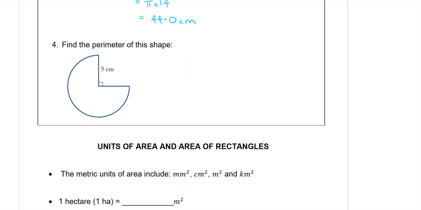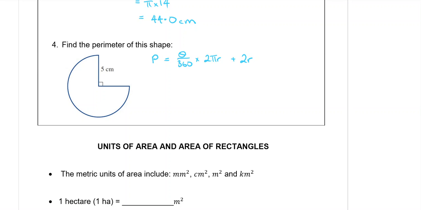Question 4, this is the slightly harder perimeter questions because we have a portion of a circle. It is a sector though, so the formula for a sector is P equals theta over 360 times by 2 pi r, and we plus the 2r for the straight sides.